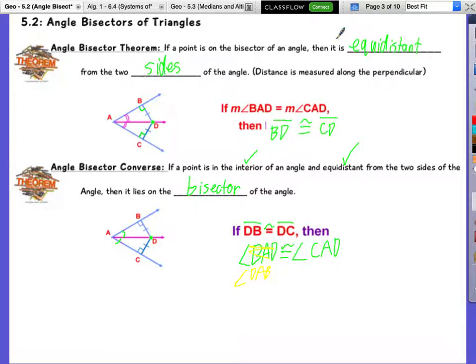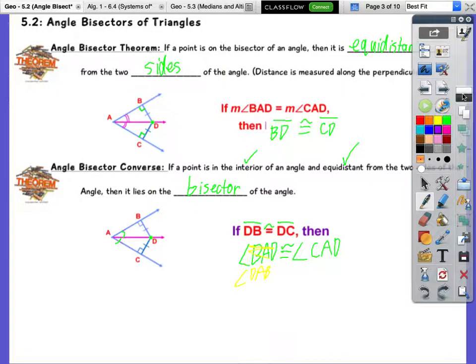So we talked about the angle bisector theorem. We said if point D is on the bisector AD of the angle, then it's going to be equidistant from the two sides of the angle, AB and AC. And we measure that distance along the perpendicular. That's the point I just drove home during our warm-up. And then we have this converse where we said, if a point is equidistant from these two sides, measured along the perpendicular and inside the angle, then it's going to be on the bisector.